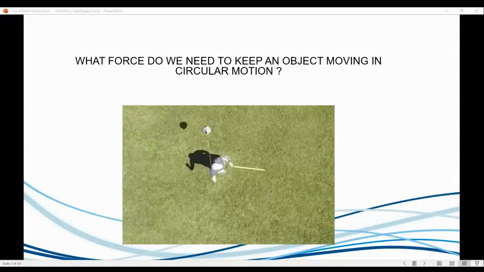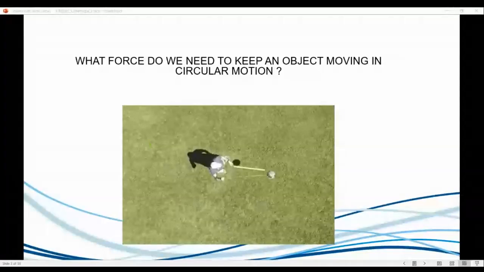So you have a ball, you swing it around, and then you release the string. What do you think is going to happen to the string and the ball?